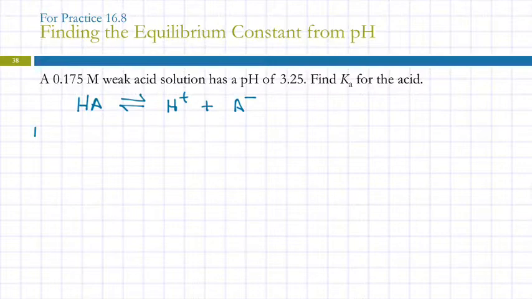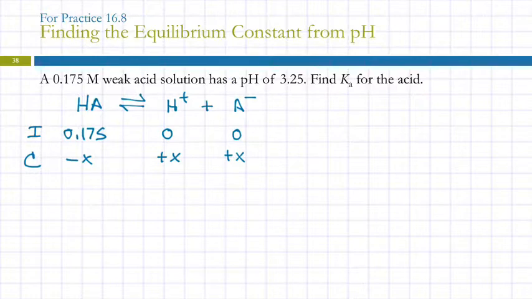The initial is going to be the same as what we've been doing. Here's our concentration of the weak acid. We're going to start with that, and we're going to assume that there's not a significant contribution from water itself, and that we have none of the conjugate base. The change: minus x, plus x, plus x. So at equilibrium, what do we know?